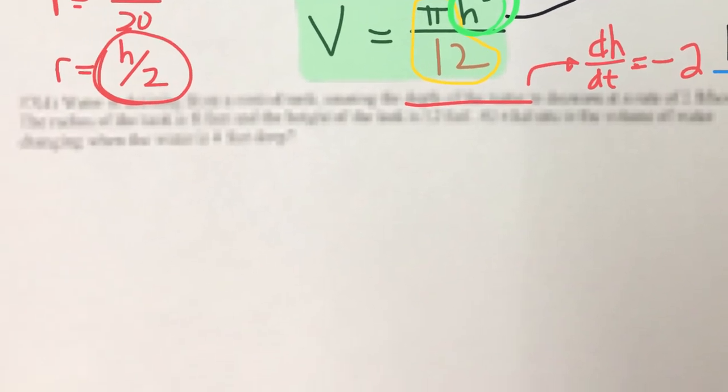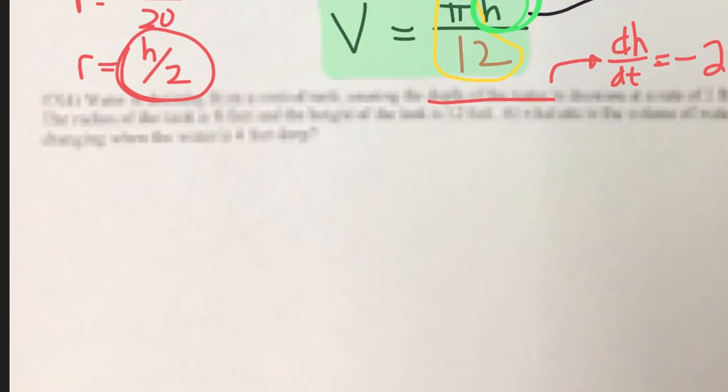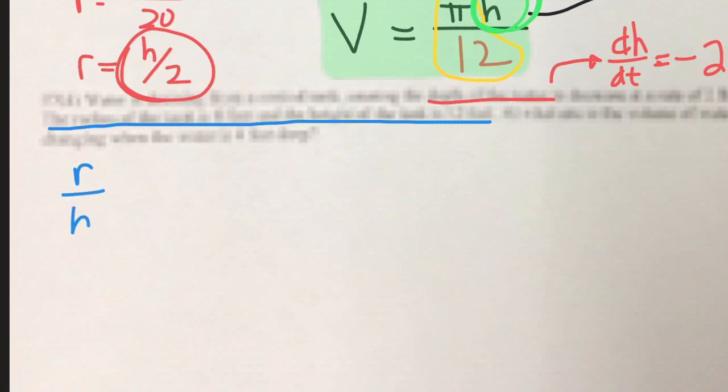This next information is just for your ratio, your proportion. The radius of the tank is 8 when the height of the tank is 12. So r over h equals 8 over 12. That's where these two pieces of information go. They do not go into our formula. They go into your ratio.